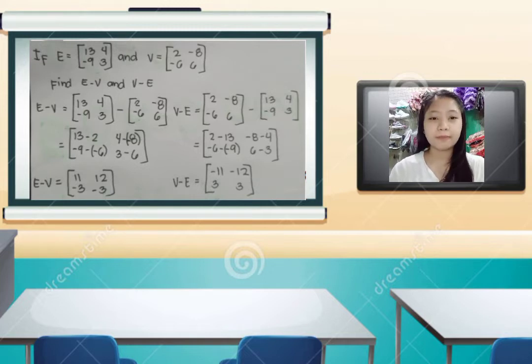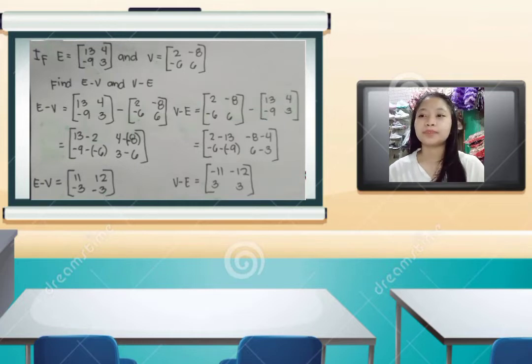Find A minus B and B minus A. First, we will find A minus B, matrix A minus matrix B. It is equal to 13, 4, negative 9, 3, minus 2, negative 8, negative 6, 6. Let's combine the corresponding elements to subtract each. So 13 minus 2, 4 minus negative 8, negative 9 minus negative 6, and 3 minus 6.